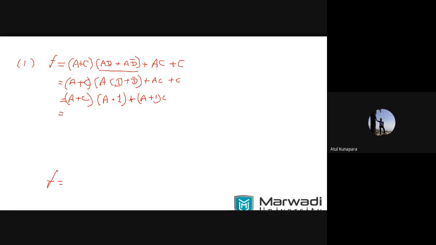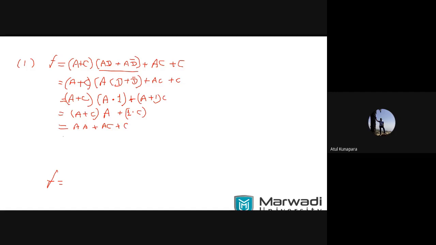So it is equal to, here a dot 1, that means it is equal to a, so I will be getting here a plus c into a, plus, here a plus 1 will always be 1, right? So it will give you 1 or c, like this, is equal to. Now you can apply the distributive rule here, so it will be a plus ac plus, here it will be c.